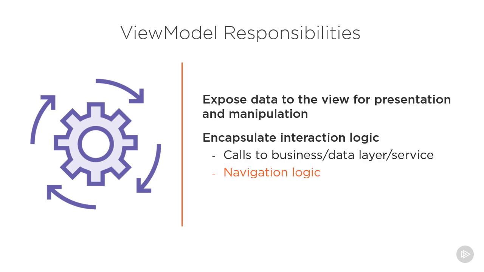The view model should also manage any navigation logic, such as deciding when it is time to navigate to a different view, and any cleanup it needs to do if it's being navigated away from. And if there's any logic associated with managing the client application state, the view model can manage those changes.